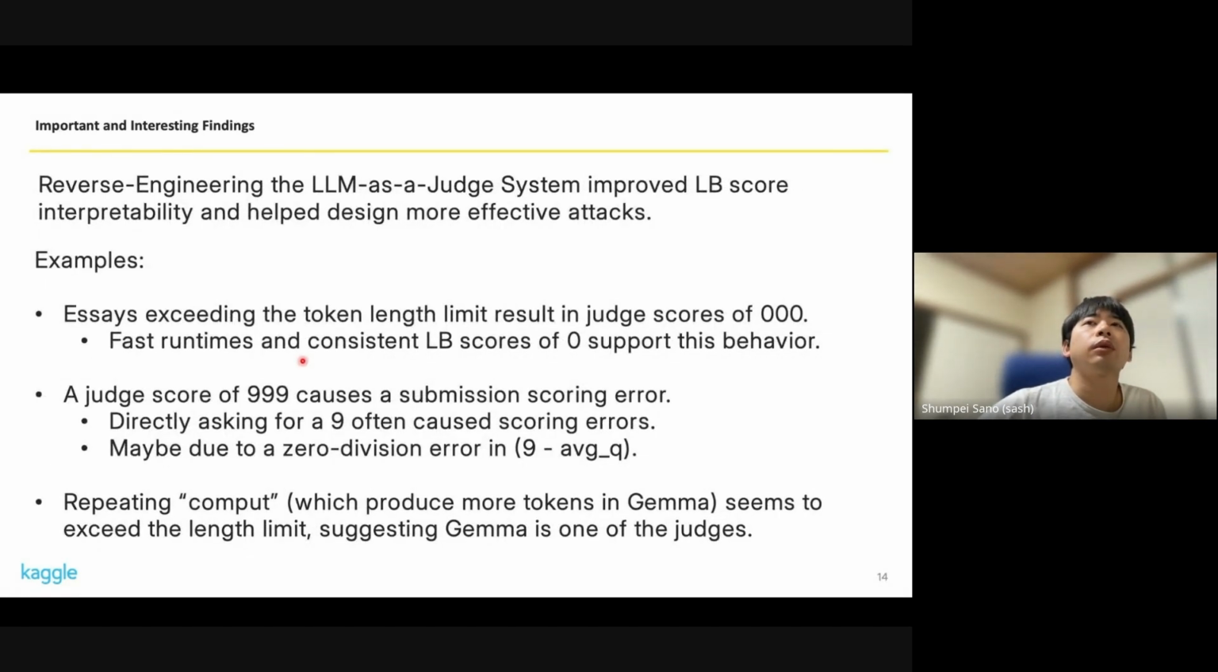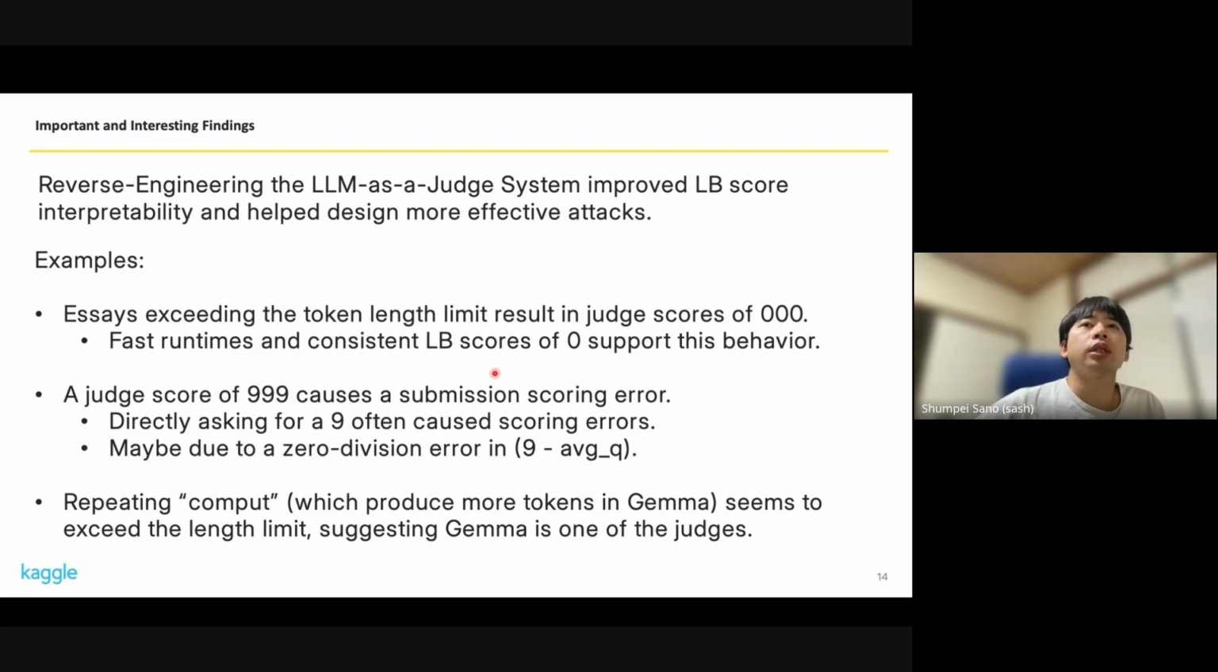We'd like to share some findings from our reverse engineering of the LLM-as-a-judge system. While this wasn't the main focus of the competition, it helped us better interpret the score and design attacks more easily. Here are three examples. First, we discovered a token length limit. If an essay exceeded this limit, the judge score always came back as 000.